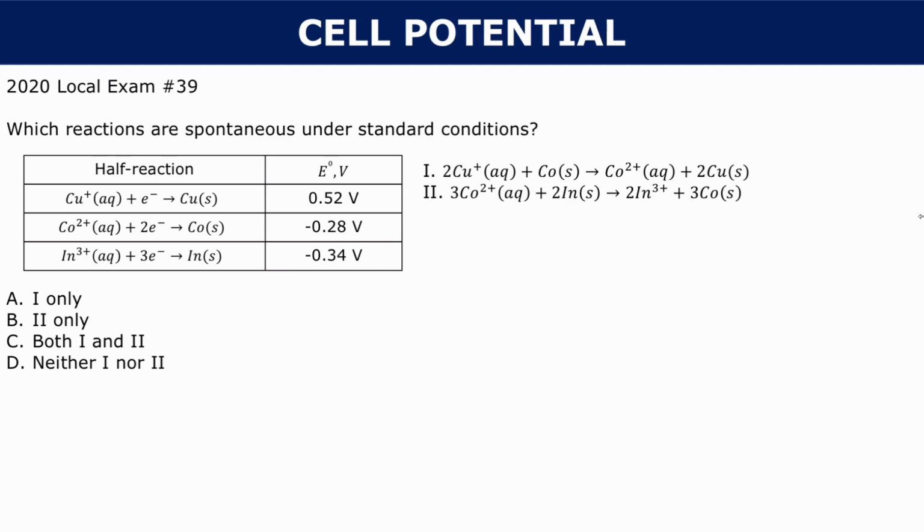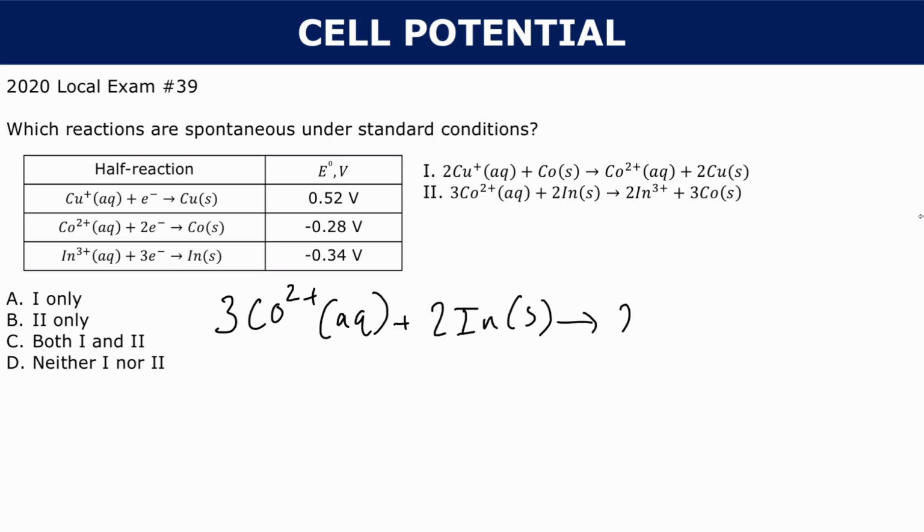2 is going to be a very similar process, so 3CO2 plus aqueous and 2In solid produces 2In3 plus 3 copper CO solid. So let's look at the cobalt here. The cobalt starts off with a charge of +2, but it ends off with a charge of 0. So the cobalt in this case is the one getting reduced. And remember, reduction happens in the cathode, so this value right here is going to be the cathode value.